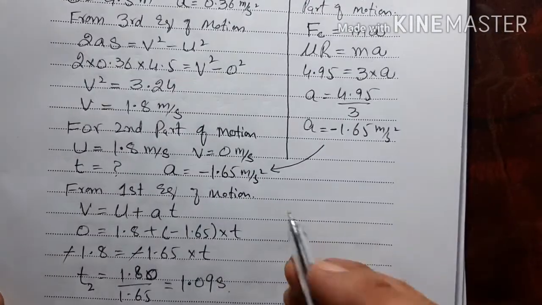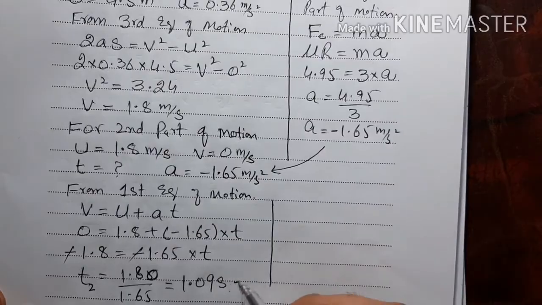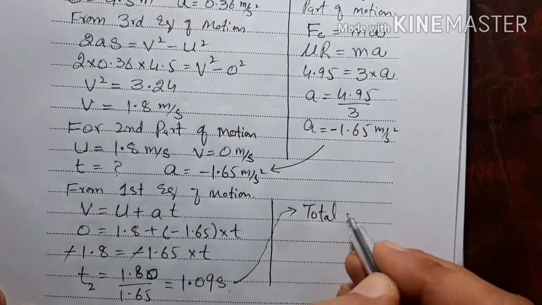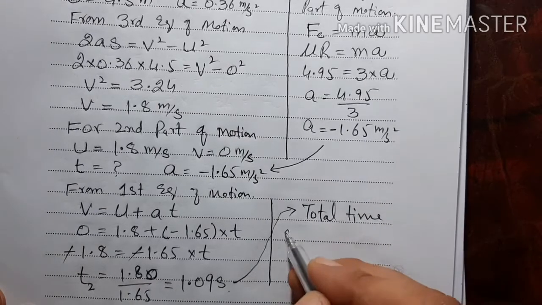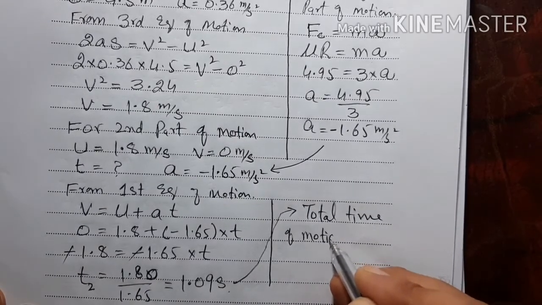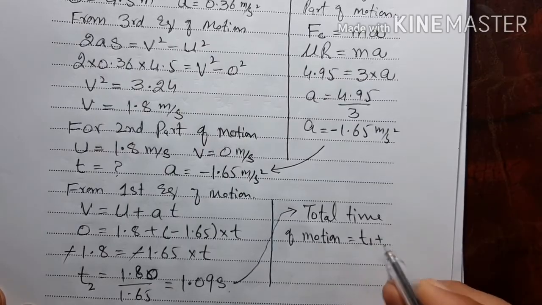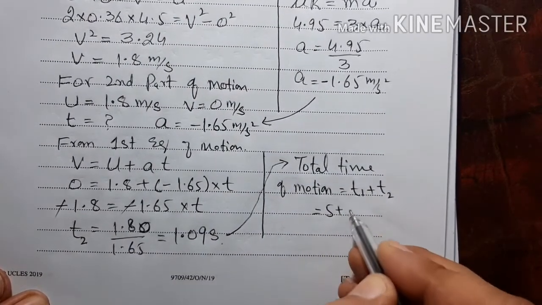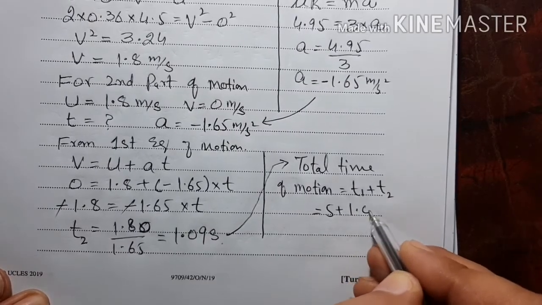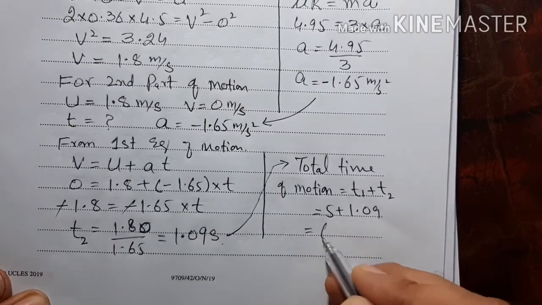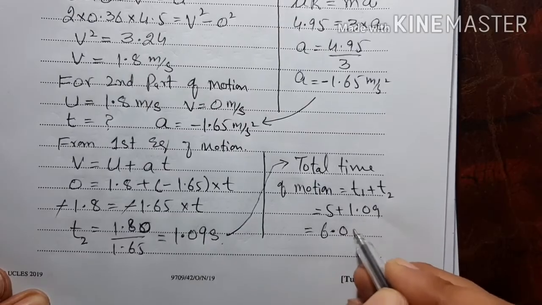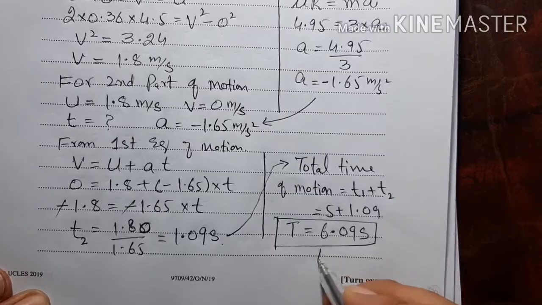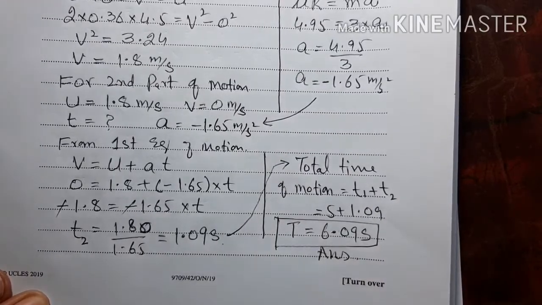So the total time of motion is equal to T1 plus T2, which is 5 plus 1.09 equals 6.09 seconds. This is the answer of part 3.